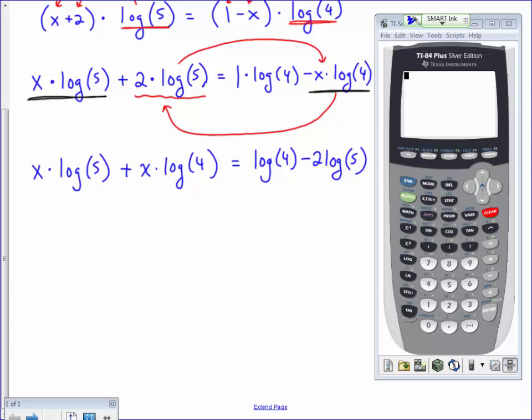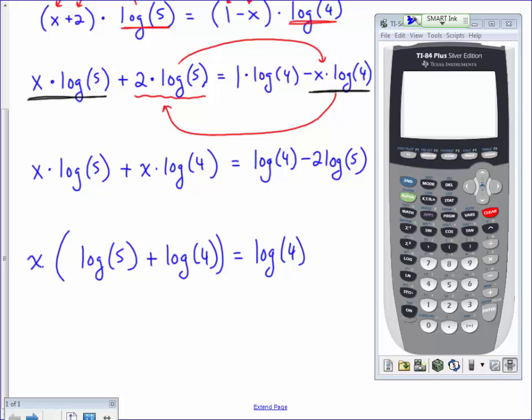Once you have the x's on the left-hand side, notice that even though you can't combine the two logs, you can factor out an x. So we're going to factor the x out. That would leave us with log of 5 plus log of 4. And then the right-hand side remains the same as it had been.